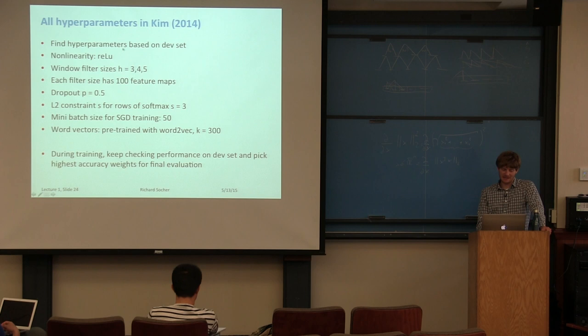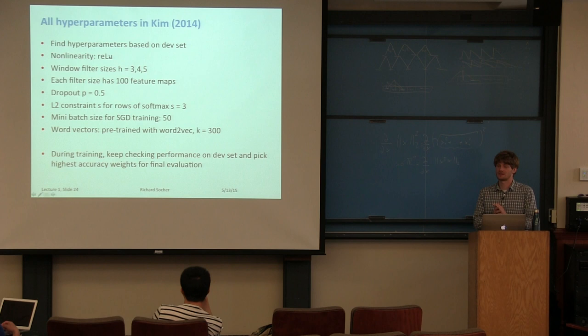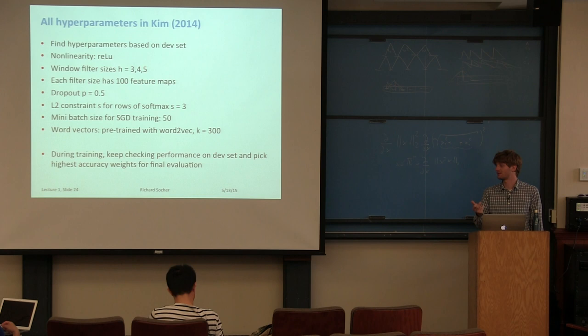Based on running a bunch of experiments on his development set, he found the following hyperparameters to be very useful. The nonlinearity will be the rectified linear unit, which is just max(0, x). The window filter sizes he used were 3, 4, and 5 grams, which is kind of interesting. He doesn't even use bigrams. And 5-grams are only something you could use on small data sets because we have these continuous word vector representations. If we had discrete single indices for words, 5-grams for the kinds of small data sets we have here would totally overfit.